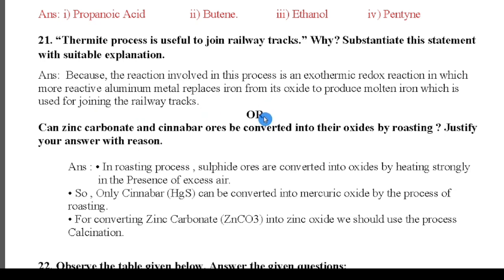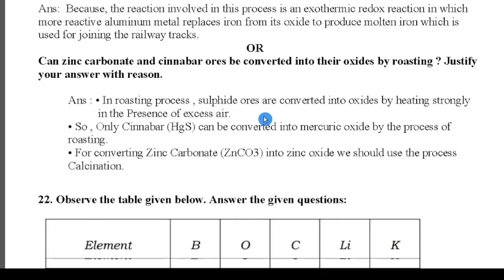For this, one more option is there. Can zinc carbonate and cinnabar ores be converted into their oxides by the roasting method? Justify your answer. In the roasting process, sulfide ores are converted into oxides by heating strongly in the presence of excess air. So only cinnabar can be converted into mercury oxide by the process of roasting. So by roasting we can convert only sulfide ores into respective oxides.